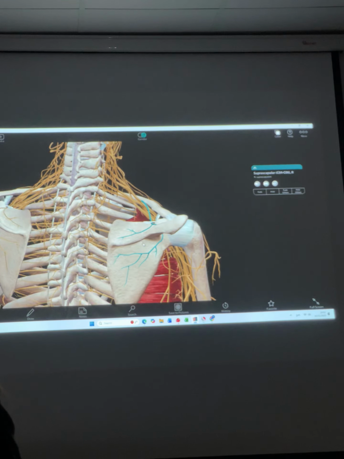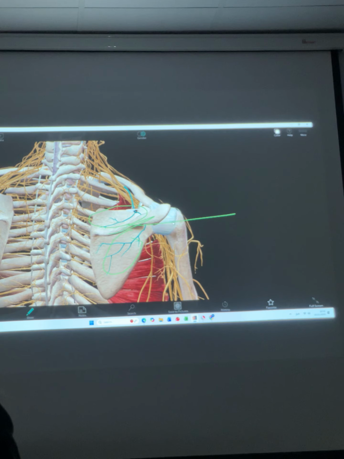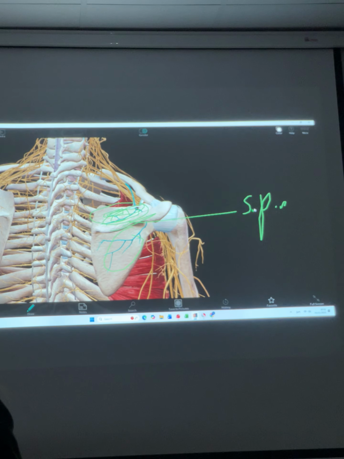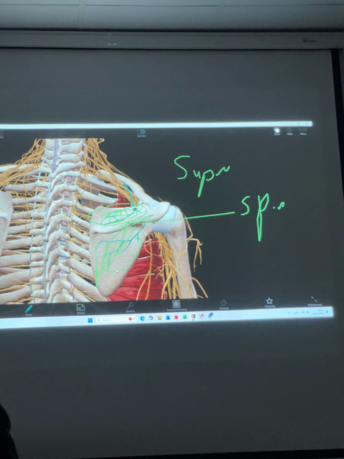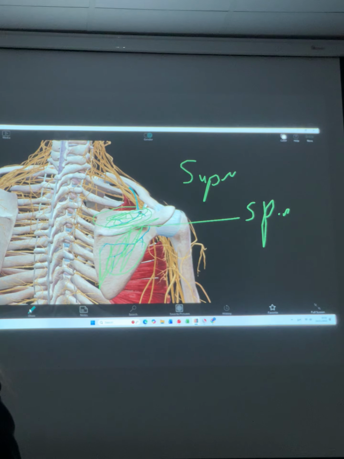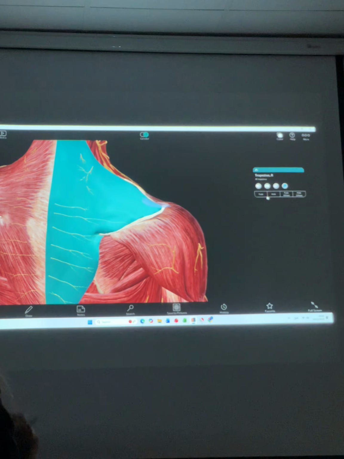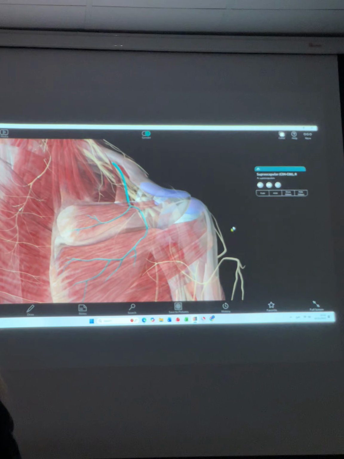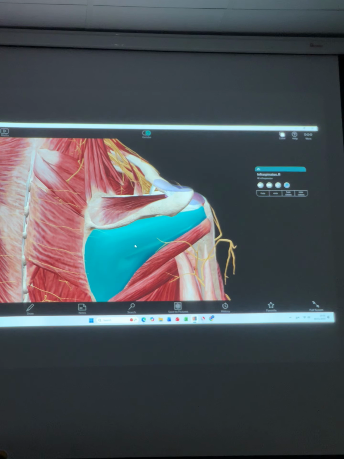Suprascapular nerve. The suprascapular nerve is supplying the scapula, this fossa and this fossa. Do you know what you're calling this bone of the scapula? Spine of the scapula. So what do you call this fossa? Supraspinal. This one? Infraspinal. So which muscles are located there? Supraspinatus and infraspinatus. Okay, cool. So this nerve, which you're calling the suprascapular nerve, will innervate the supraspinatus and the infraspinatus.